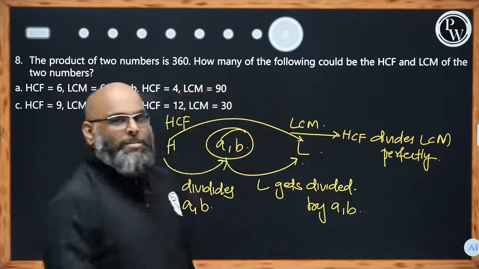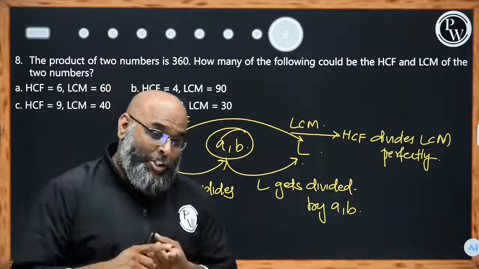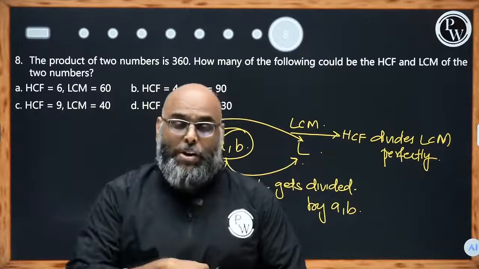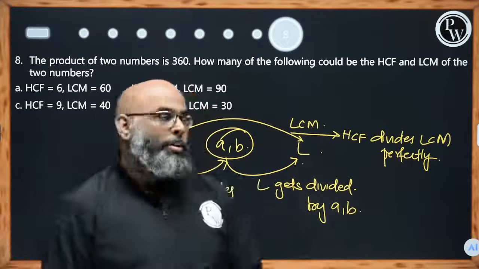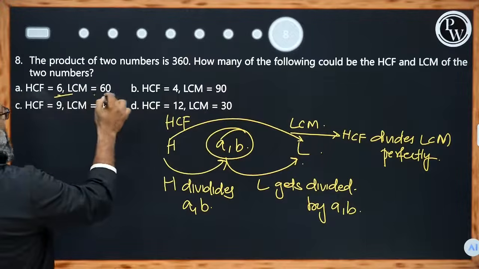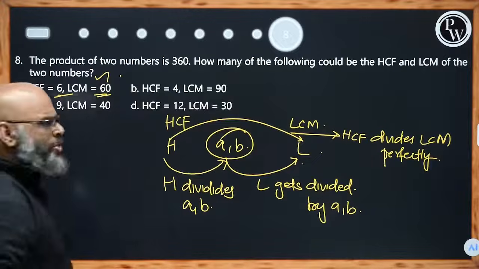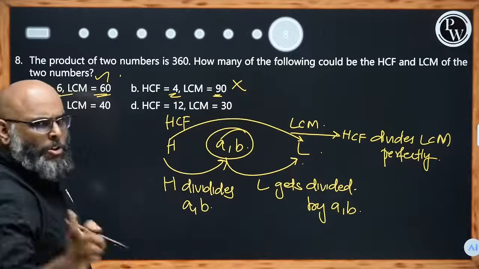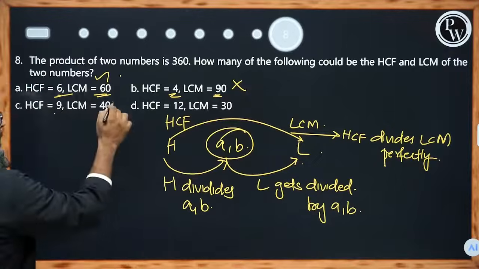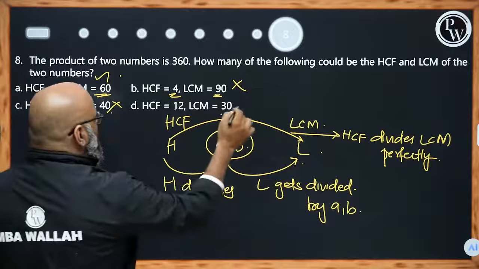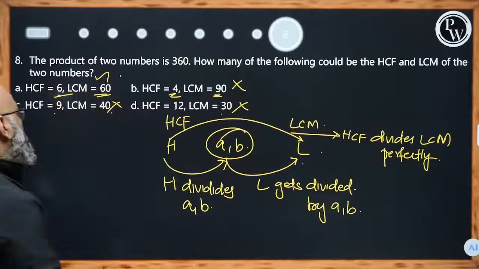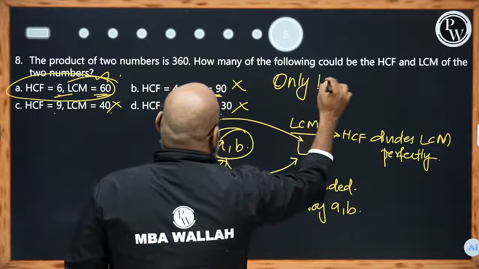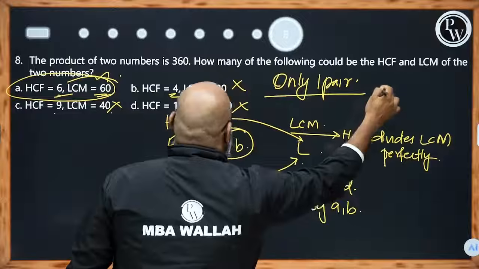Clear? On that ground, I also have to ensure that the HCF is a factor of LCM. If my HCF cannot divide LCM, then I am not looking at the right option. 6 divides 60, yes, works. 4 divides 90, no, and that's not my option. 9 divides 40, no. 12 divides 30, no. How many of these pairs will work? Only one pair. Clear?